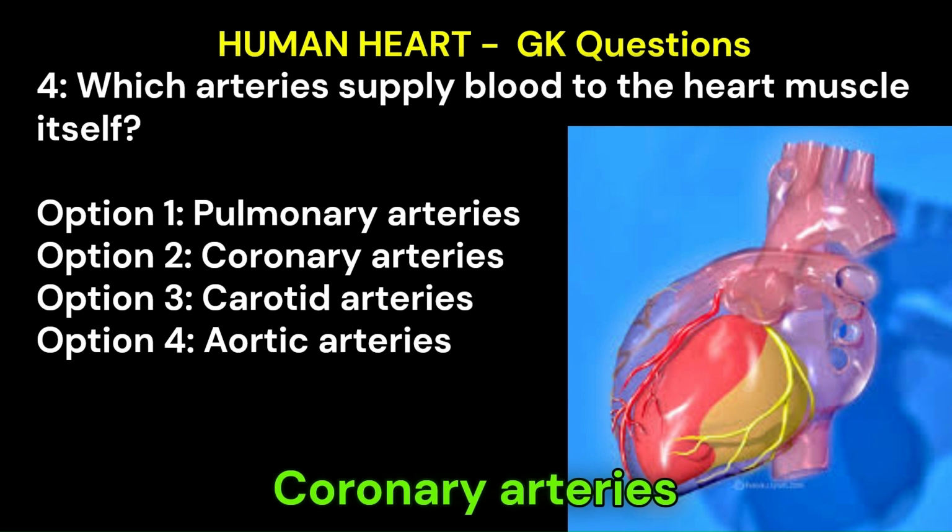The coronary arteries branch off the aorta and deliver oxygen-rich blood to the myocardium. Blockages here cause angina or heart attacks.